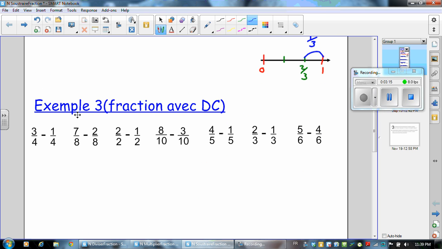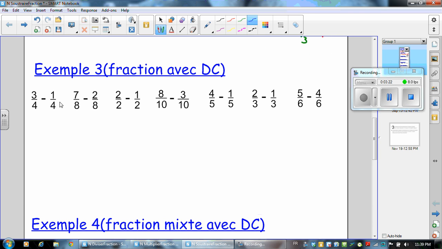Now moving on to example 3. Here we're going to look at the difference between fractions that have a common denominator, well, the same number as the denominator, I should say. Here you're looking at the difference between 1/4 and 3/4. So that's 2/4. And again, if you struggle solving these mentally, I recommend using a number line.